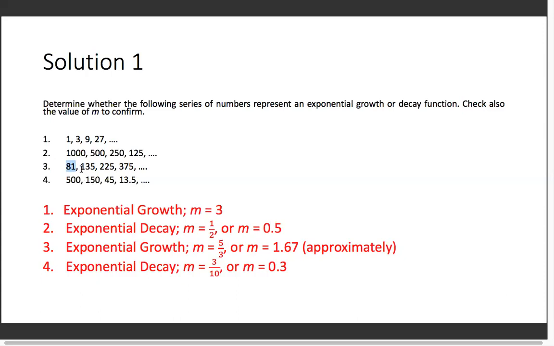So in this case, if we're looking for the multiplier for number 3, we can simply divide 135 by 81. So if you divide 135 by 81, let's try to actually do that over here. Let's try to see.